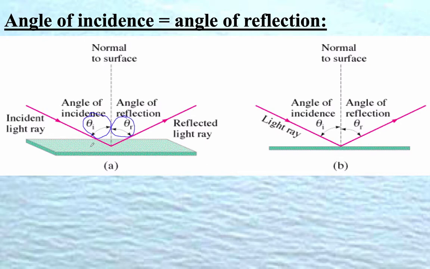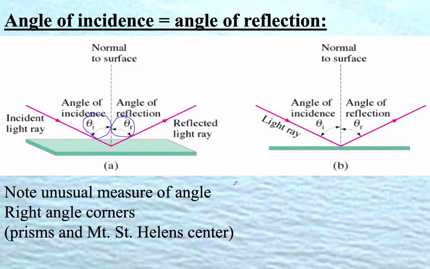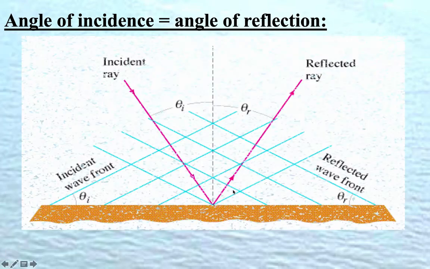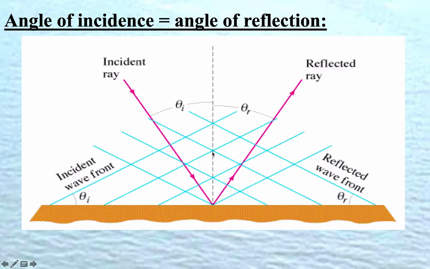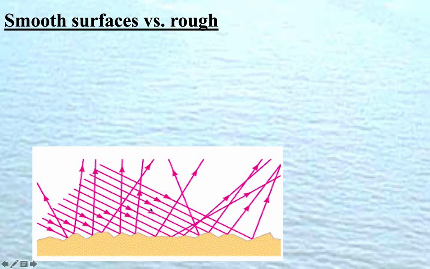So if it's a plane mirror, you'll get this beautiful reflected light ray like that. And here's another example of this, right, showing the wave fronts. If you have a rough surface, you still have angle of incidence equals angle of reflection, but since the surface is rough, they come off roughly like that. So this is like you're looking at a piece of paper or something.